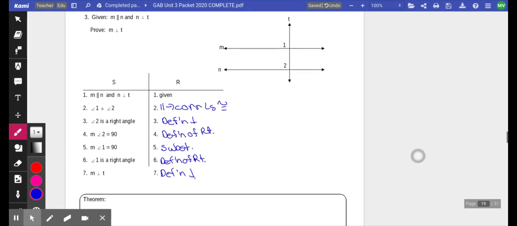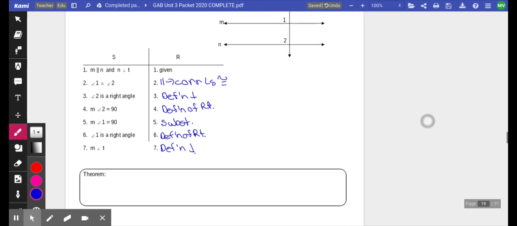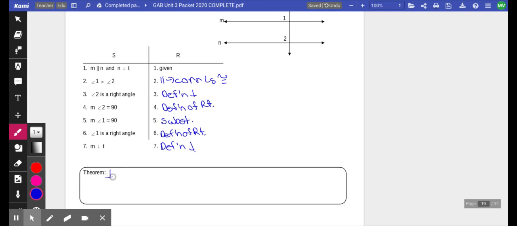So all that was really going a long way to say our other theorem, which is: if a line is perpendicular to one of a pair of parallel lines, it is perpendicular to the other.